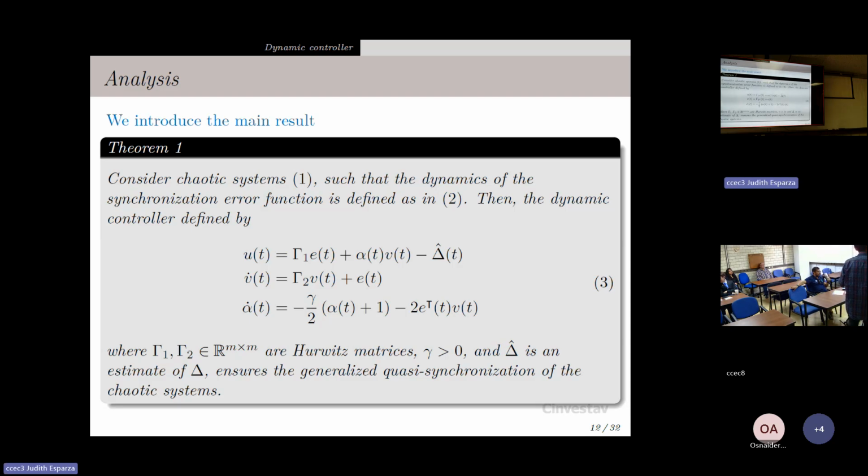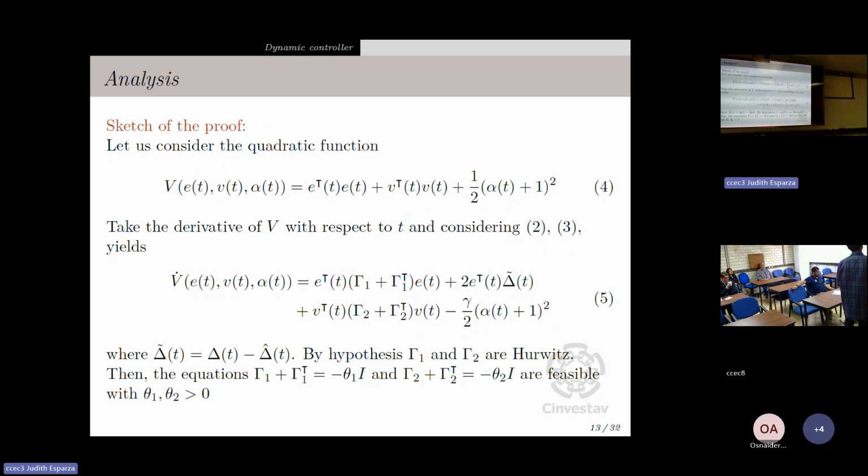What are the properties of this dynamic controller? We can tell along this talk. Particularly, we don't need any information of the system. This is model free, we can apply it without any information of the system. We only need the master variables and the slave variables. So this is the proposal, and the sketch of the proof is not difficult, but we can present some pre-steps to obtain the results.